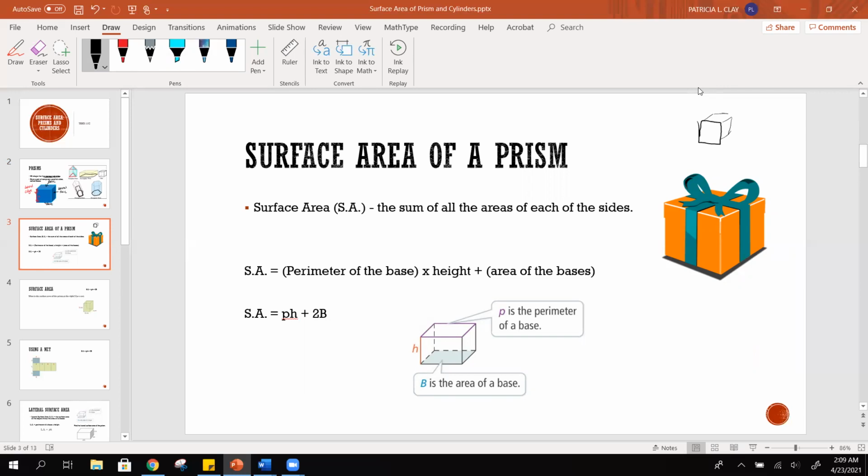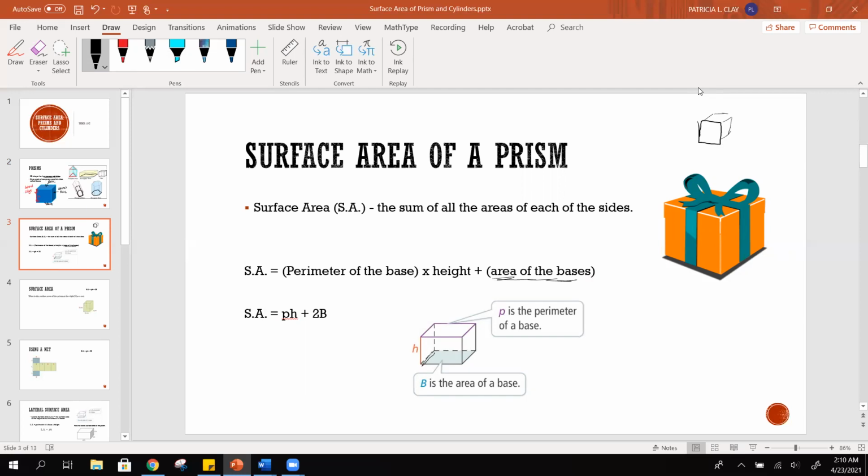The formula is perimeter. We know what perimeter is. We've had it before. Perimeter is just adding the sides together of your shape, times the height, plus the area of the bases. So this will depend on what base structure you have at the bottom. So it determines which formula you use. We can write it for short. SA, we can use SA to stand for surface area, is equal to P, perimeter, times height plus 2 times the base. And we got a little figure right here. So B stands for area of the base.